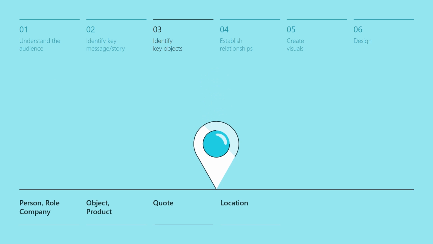You might have locations, which could be a point on a map, a city, a type of building, or an office floor plan. Or it could be something more abstract, like an objective or a target you're aiming towards.